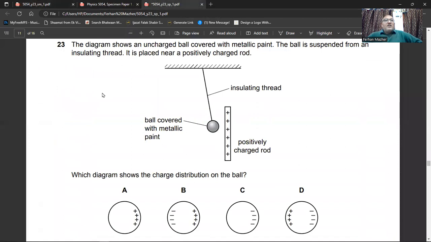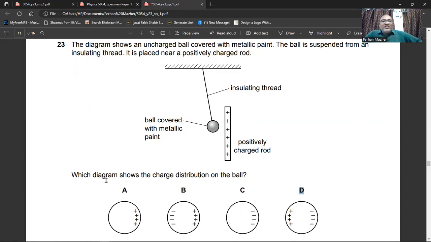Okay, so the diagram shows an uncharged ball covered with metallic paint. The ball is suspended from an insulating thread. It is placed near a positively charged rod. So what will happen? This is positive. So the right side of this ball will become negative. And the left side of this ball will become positive. This negative and positive will be equal to each other. So the right side should become negative.